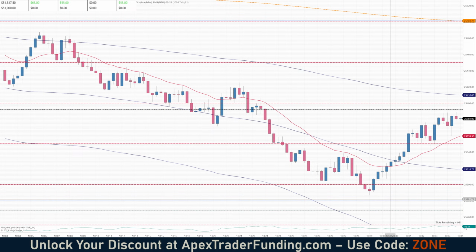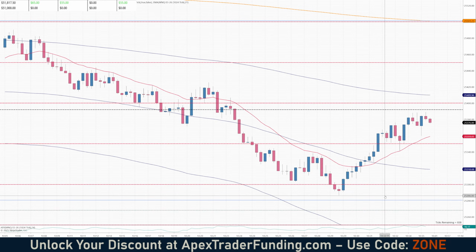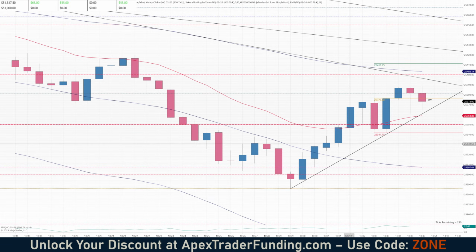I'm thinking the MNQ 1024 tick chart today would have looked a lot better. I could be wrong, but maybe it's just hindsight. This is the 1024 tick chart right here. Back to the 800.